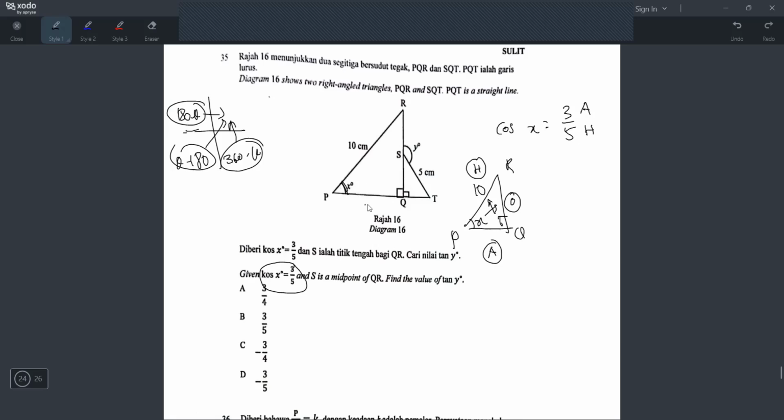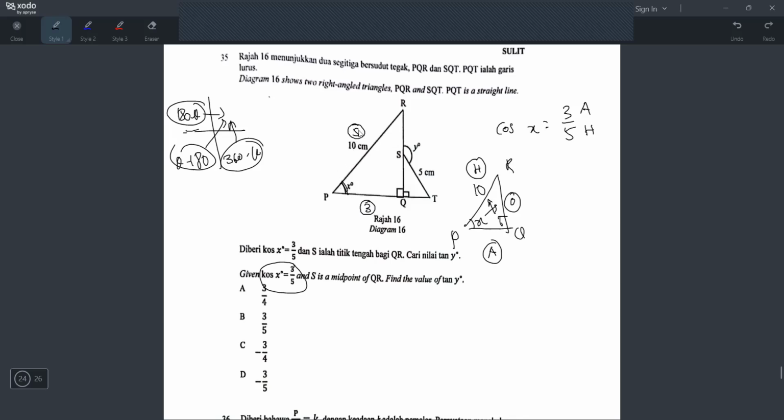So PQ here, I'll write 3. But you have to round it off, because the 3 is not the actual length, it's just the ratio. And then the hypotenuse is 5, so 5. But round it off, right? If you look at 5, this is not the actual length. This is just the ratio. The actual length is actually 10 cm.